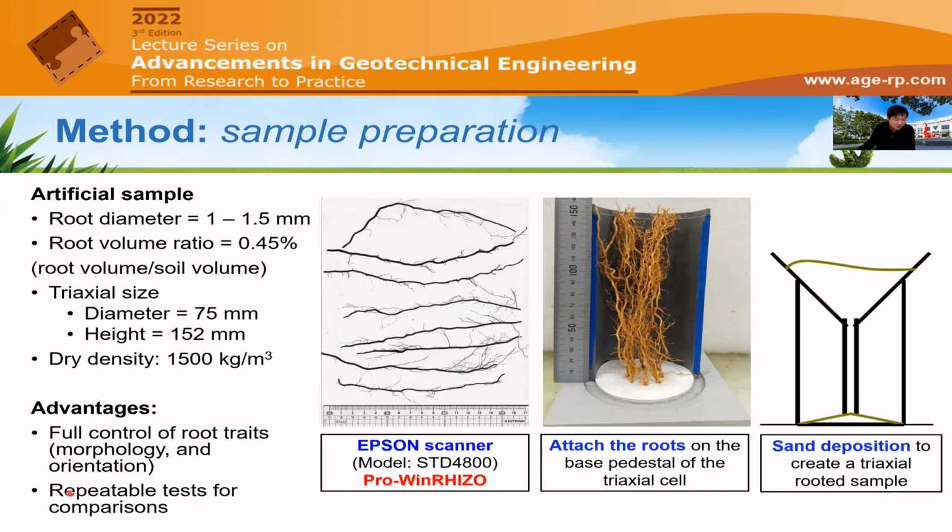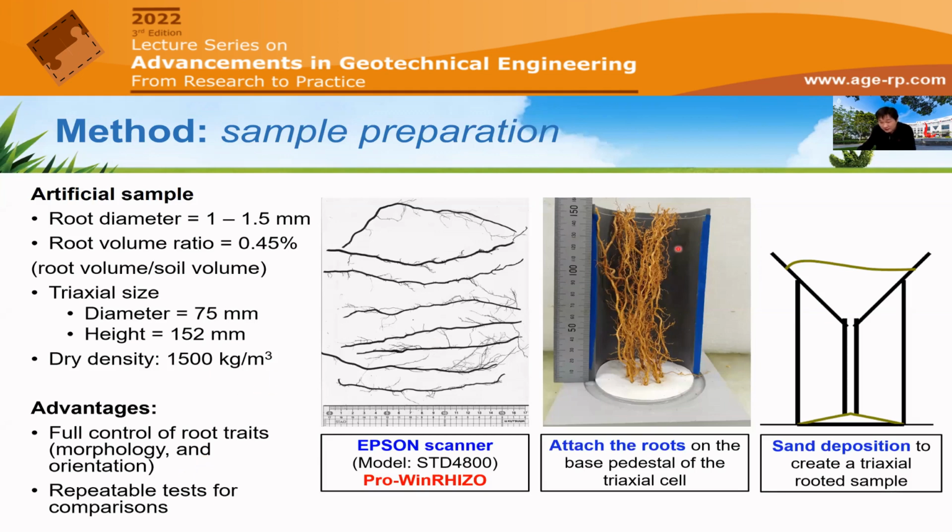And another advantage is we can do repeatable tests for comparisons. So I hope you would agree with me, even if you grow your samples under identical environmental conditions, it wouldn't be very easy to obtain repeatable samples for direct comparison. So that is one of the major purposes of using artificial samples in our case.